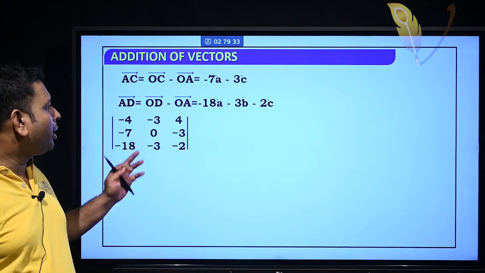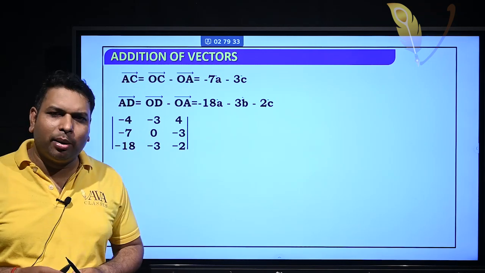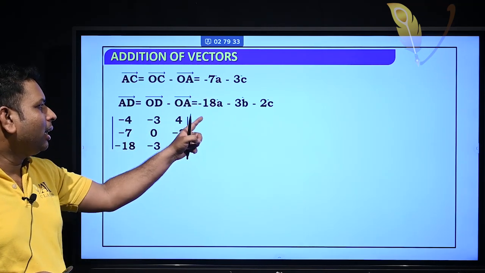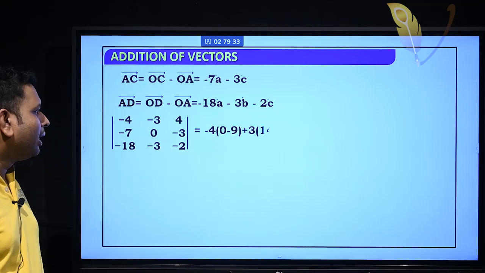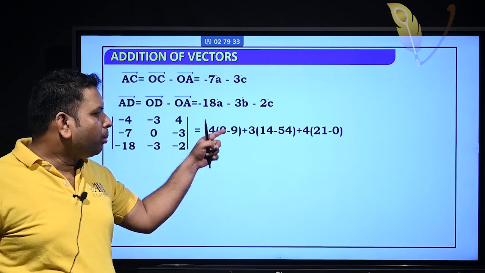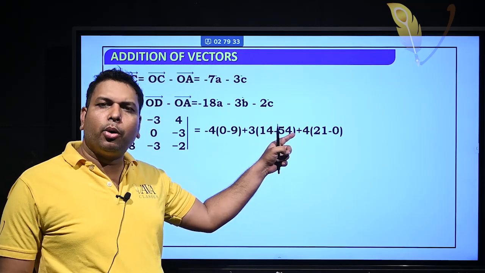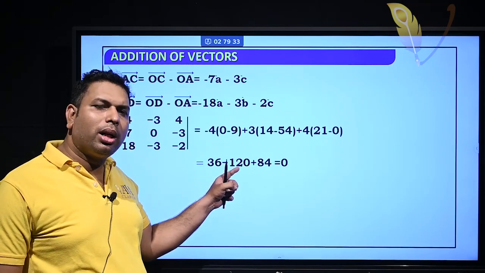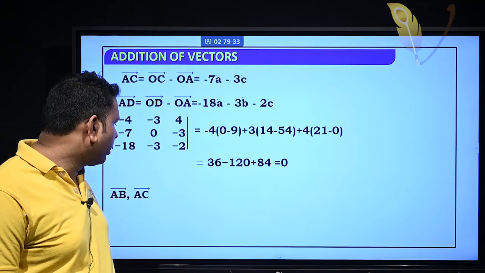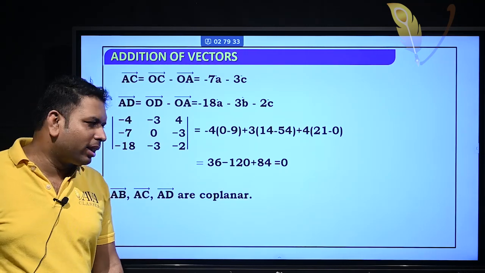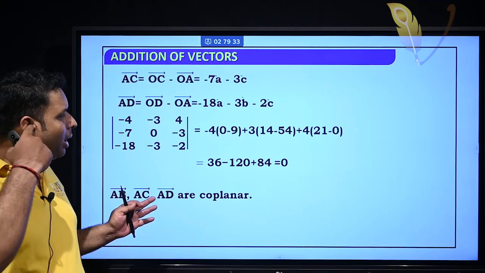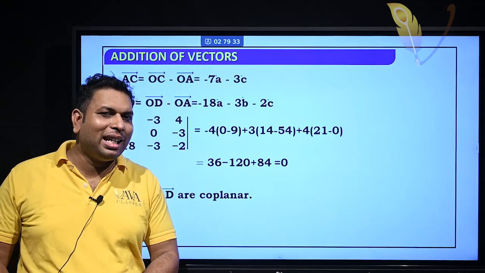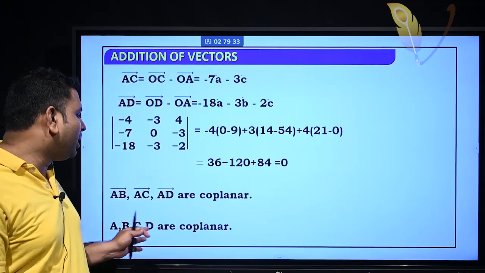Now the determinant of coefficients of AB, AC, AD: minus 4, minus 3, 4; minus 7, 0, minus 3; minus 18, minus 3, minus 2. This is equal to minus 4 into 0 minus 9, plus 3 into 14 minus 54, plus 4 into 21 minus 0. By simplification, it is 36 minus 120 plus 84 equals 0. So AB, AC, AD are coplanar. Since the determinant of coefficients is 0, it is a coplanar vector set. That implies A, B, C, D are coplanar.